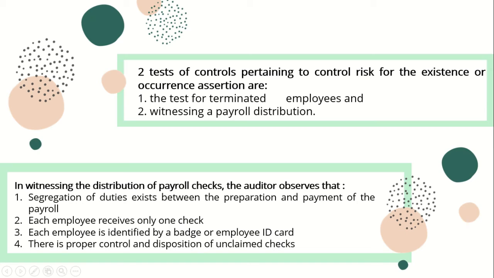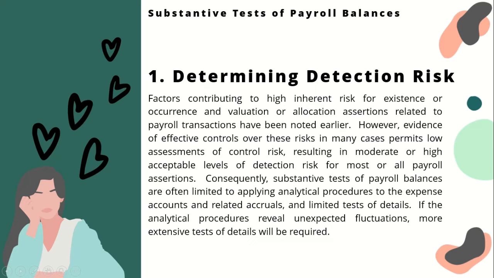Two tests of control pertaining to control risk for the existence or occurrence assertions are: 1. The test for terminated employees, and 2. Witnessing a payroll distribution. In witnessing the distribution of payroll checks, the auditor observes that 1. Segregation of duties exists between the preparation and payment of the payroll. 2. Each employee receives only one check. 3. Each employee is identified by a badge or employee ID card. 4. There is proper control and disposition of unclaimed checks.